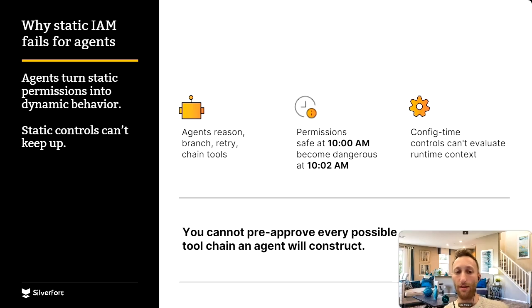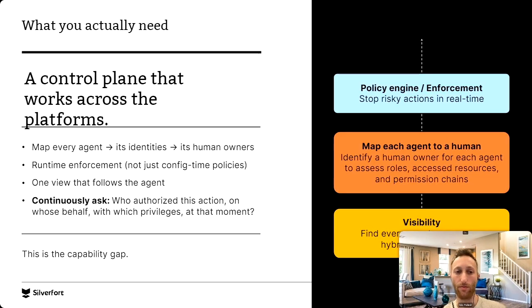So you can't really pre-approve every possible tool chain the agent will construct, right? That's a fundamental mismatch. We have to do something better than that in order to overcome the challenges that we see with AI agents compared to maybe a more regular NHI or a human behavior. So what do you actually need?